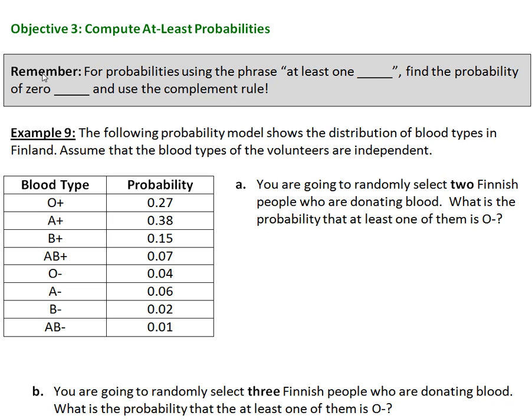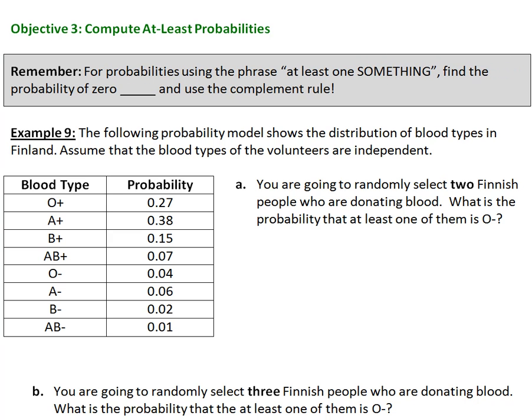So it starts off kind of where we left off, talking about the at least situation. For probabilities using the phrase at least one, the question is one what? Well, one something. For at least one something, find the probability of 0 somethings and use the complement rule. That's what we're going to do here to make sense of this.